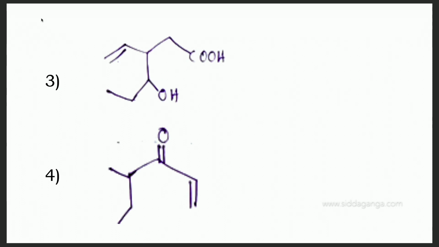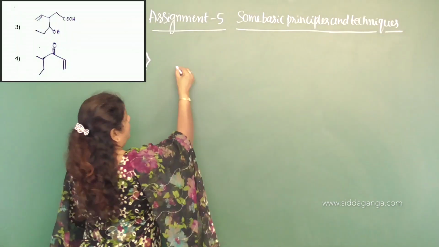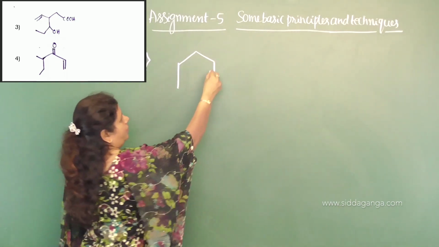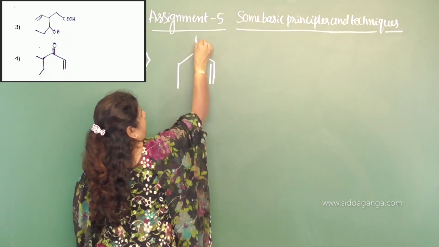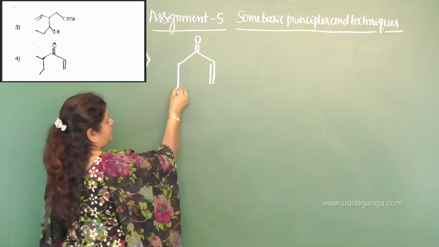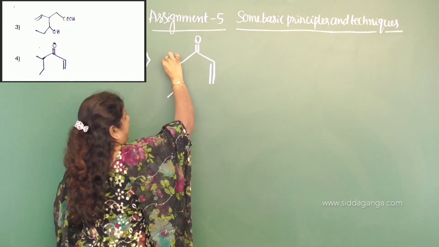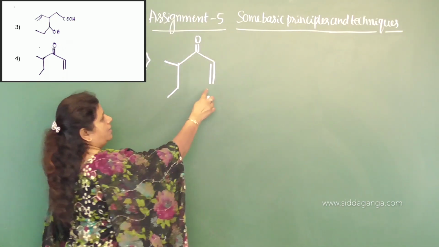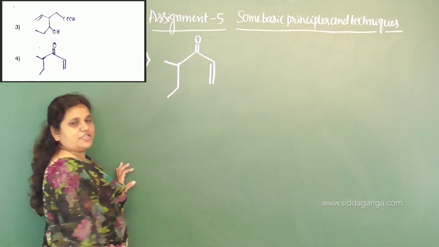So, the fourth compound it is. Move on to the fourth one. What is the compound given? So, this is the compound given in bond line formula, with a double bond O, and here is one methyl group, correct. This compound contains a double bond, and what is the functional group?